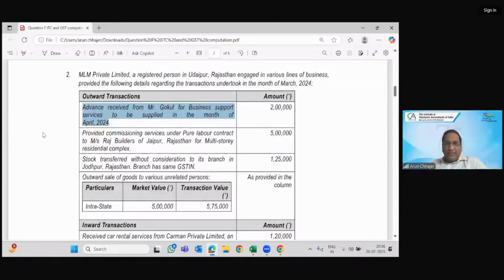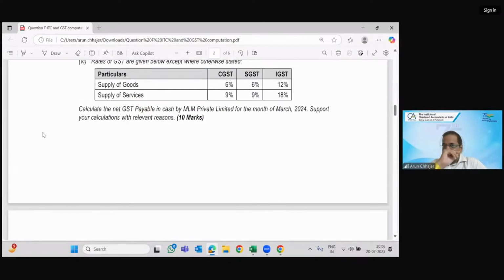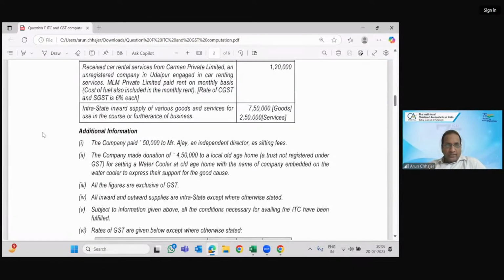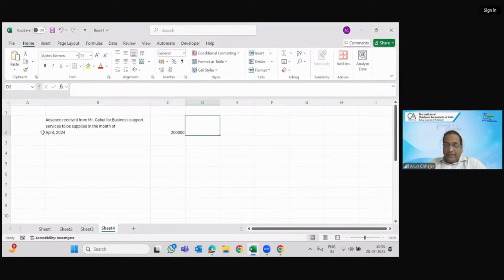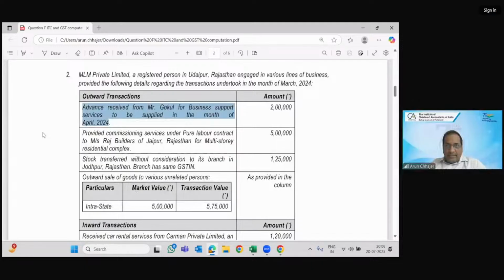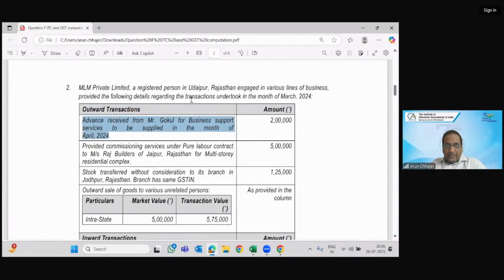So advance received rupees 2 lakh, and what is the rate of the taxes they have given? Supply of goods 6%, supply of service 9%, and support your calculation. ठीक है, ठीक है. So the value is 2 lakh. Let me write CGST, SGST, and IGST. They are saying interstate supply or intrastate supply. Udaipur, engaged in various lines of business, is located in Rajasthan. Advance received from Gokul, to be supplied in the month of April.